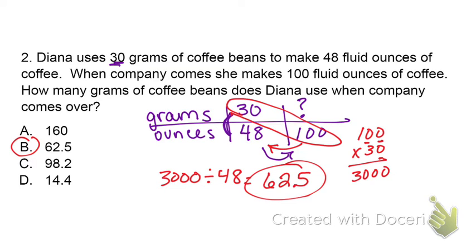One way you could actually just look at estimation and do this entire problem is, I more than doubled the amount of coffee, right? 48 times 2 is 96. 30 times 2 is 60. So it should be a little bit more than 60. And there's only one answer that's even close to that.